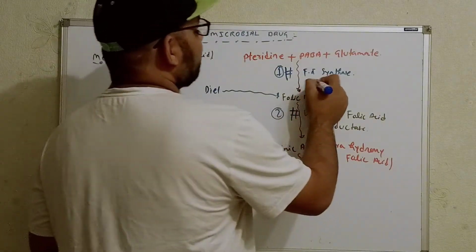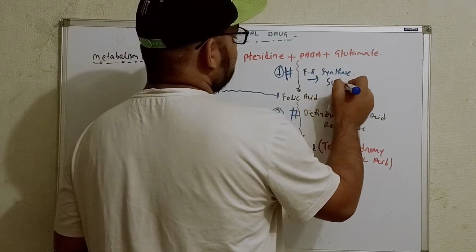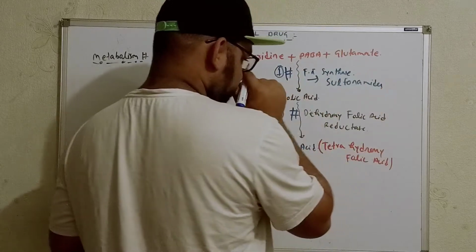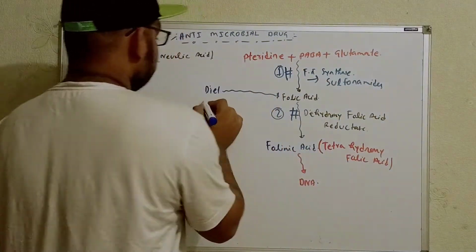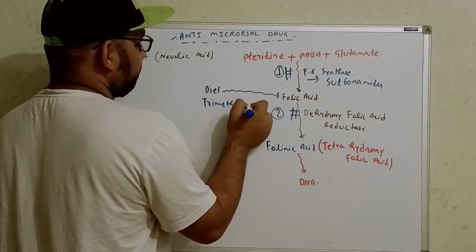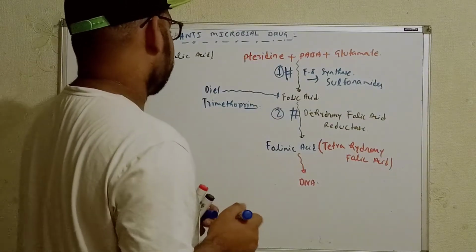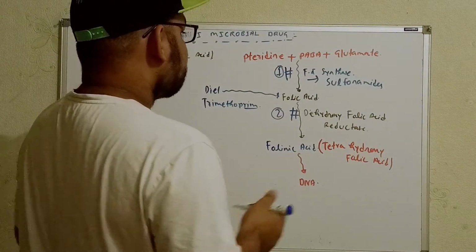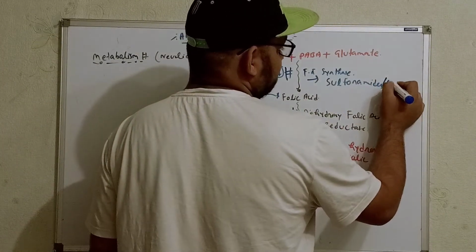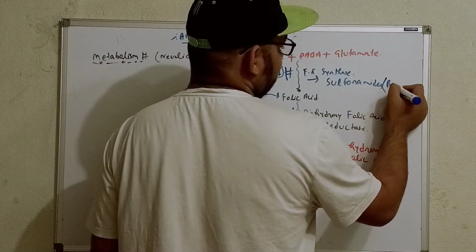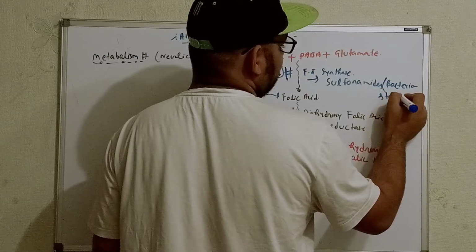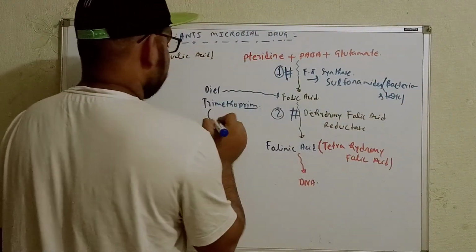In number one, what can we use? Sulfonamides. And in number two, we can use trimethoprim. Now, these drugs, sulfonamides and trimethoprim, individually, both of them are what? Bacteriostatic. In the same way, this is also bacteriostatic.